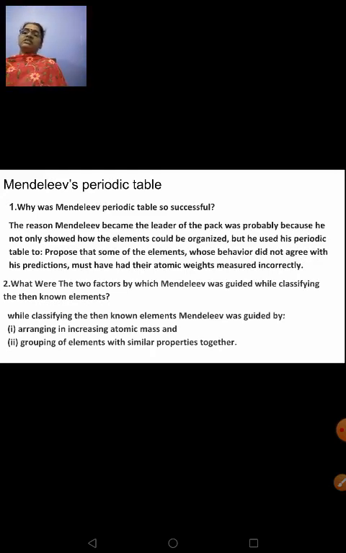You see how the answer is given here. The reason Mendeleev became the leader of the pack was probably because he not only showed how the elements could be organized, but he used his periodic table to propose that some of the elements whose behavior did not agree with his predictions must have had their atomic weights measured incorrectly.